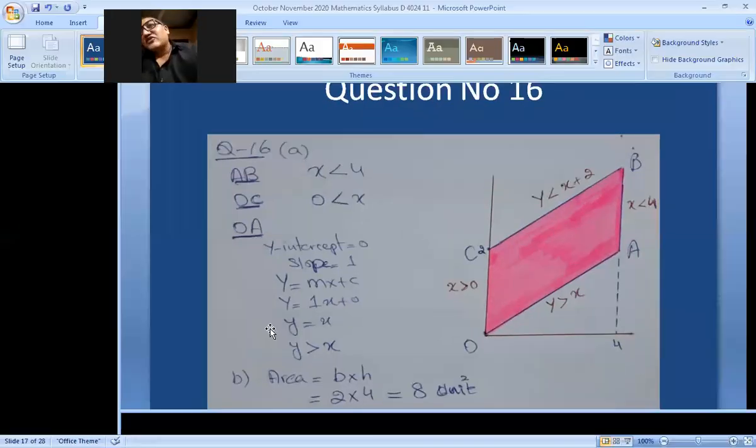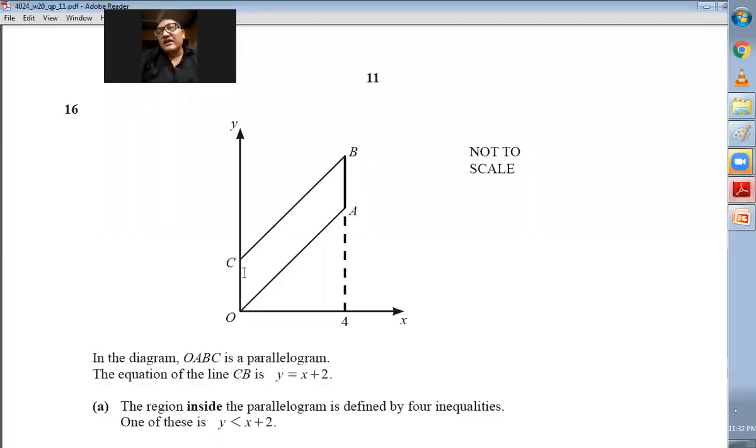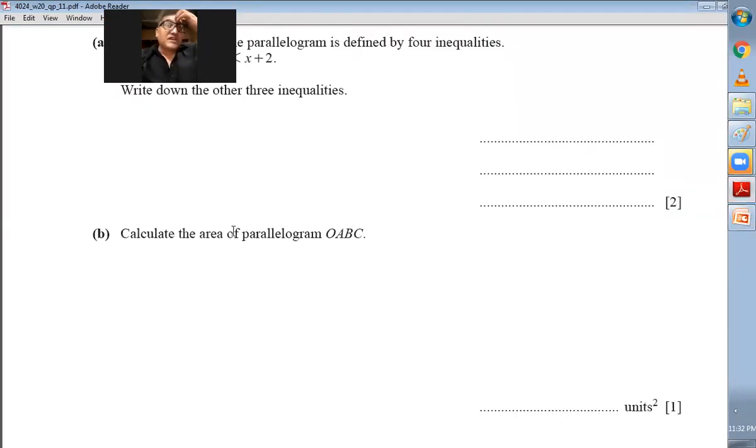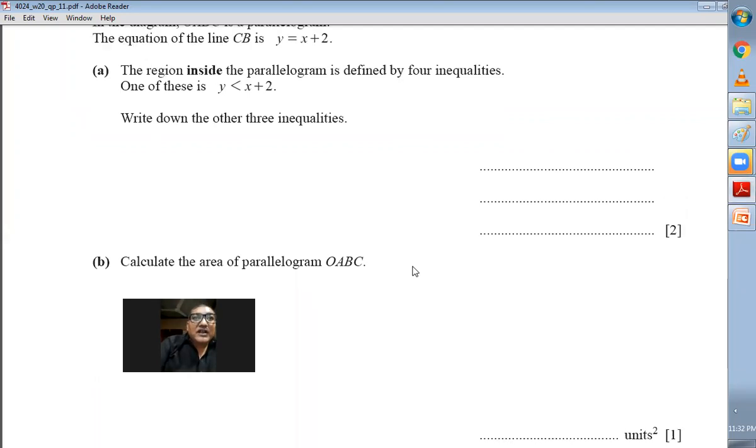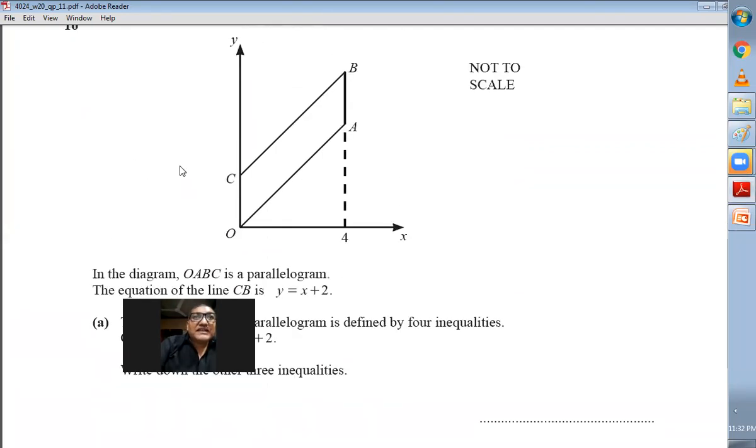Okay, so the next question on your screen, I think this is this part. He says, calculate the area of the parallelogram OABC. It's a 1-mark question. So basically, he's talking about this OABC. He wants us to find out the area of this parallelogram. If you remember, this y-intercept was 0 and this was 2. So this length is basically 2, and this length is 4.